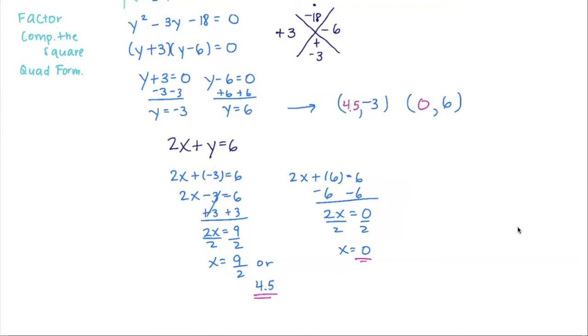So again, our goal is to solve the system of equations, and that means that we are going to be getting ordered pairs as our solutions. We can have one solution, we can have two solutions, or we can have no solutions.